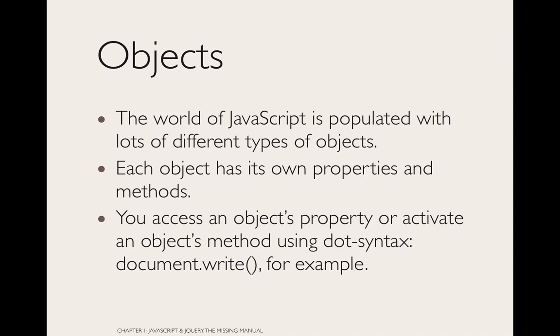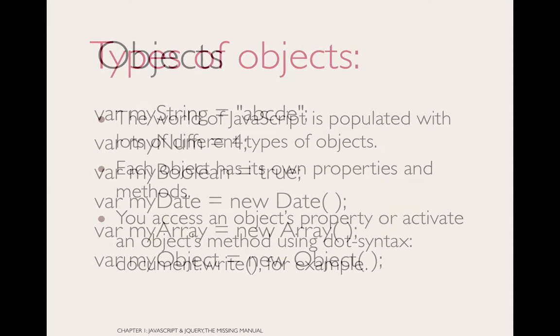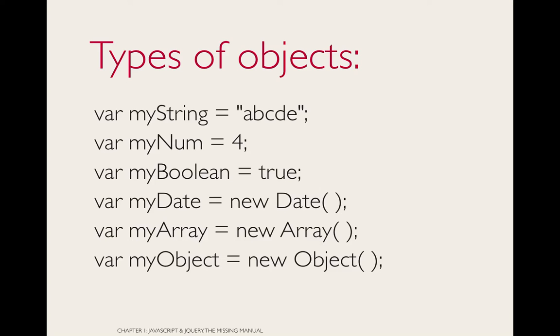So you have all sorts of objects in JavaScript. Each object has its own properties and methods, and you can access them through dot syntax. For example, we've been using document.write. Now, we've also talked about types of objects. We've created strings, we've created numbers, we've created booleans. There's dates and arrays, and you can create your own objects. But all of these things are objects.